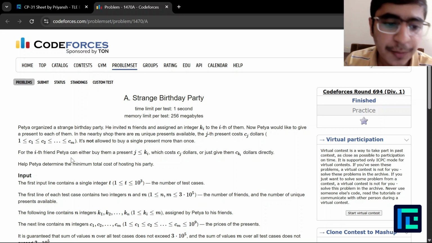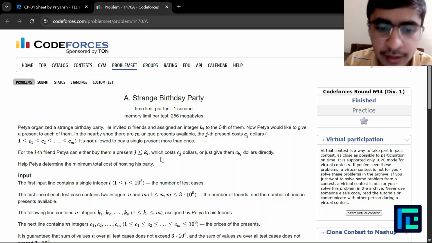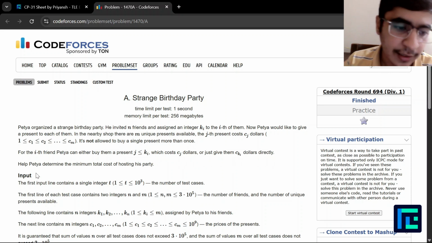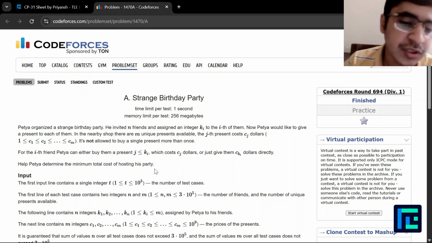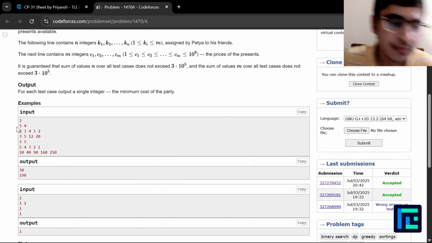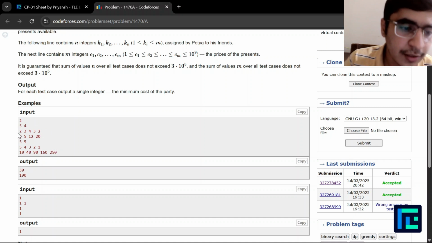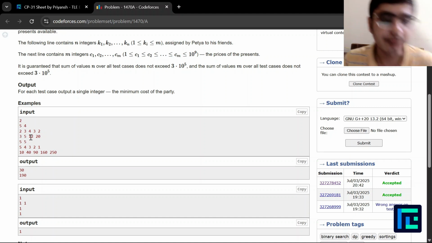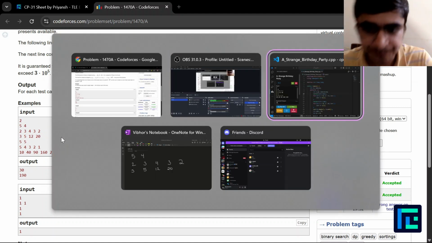For the ith friend, Petya can either buy them a present j less than or equal to ki, which costs Cj dollars, or give them Cki dollars directly. And we have to help Petya determine the minimum total cost of hosting his party. Okay, so let's try to understand the problem using this first example, where you have 5, 4, and then 2, 3, 4, 3, 2, and 3, 5, 12, 20.